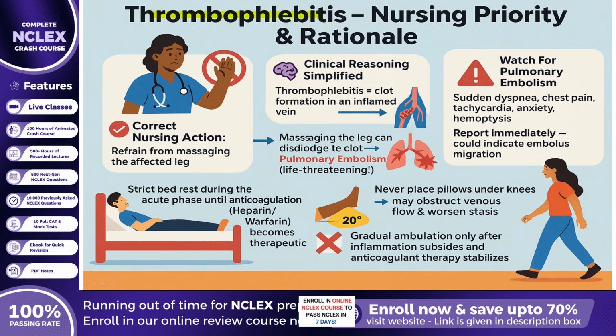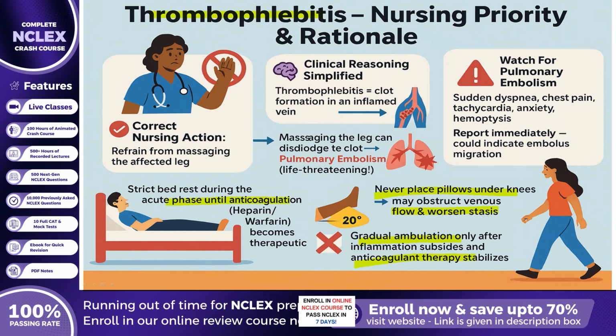During the acute phase, activity is limited until anticoagulant therapy has been started and the risk of embolization decreases. Bed rest with the affected leg elevated around 20 to 30 degrees helps reduce swelling, promote venous return, and relieve discomfort. However, nurses must avoid placing pillows directly under the knees, as this can compress venous flow and worsen stasis. Once anticoagulation has taken effect and inflammation subsides, gradual ambulation under supervision may be safely resumed to prevent further thrombus formation by activating the calf muscle pump.